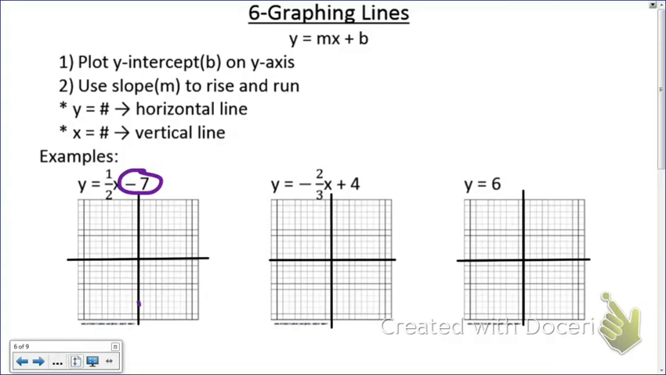My slope says to rise 1, run 2. There's my next point. Rise 1, run 2. There's my next point. We can also do the exact opposite, and instead of going up and to the right, we could go down and to the left. Once you get a few points, you can connect them to make your line.